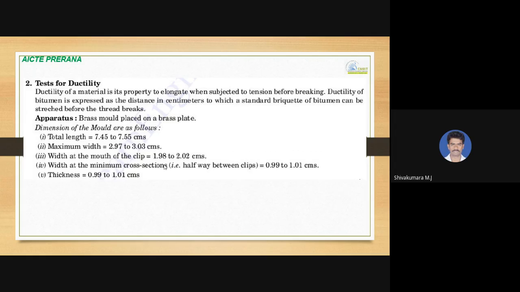cracks on the road. As the bitumen is ductile in nature, it will bind and hold the aggregates properly even though it is extending, and does not allow the crack to form. So ductility of a material is its property to elongate when subjected to tension before it breaks.